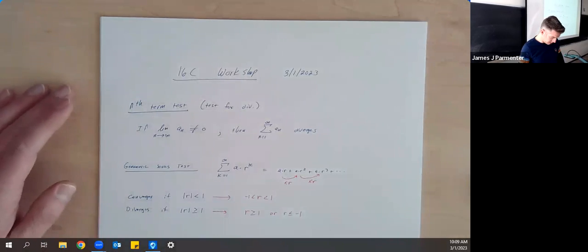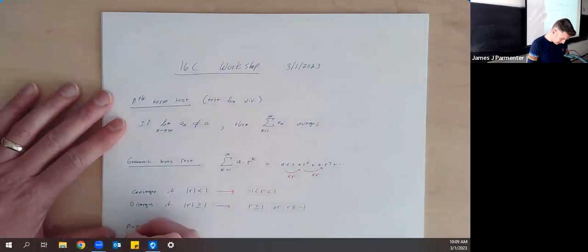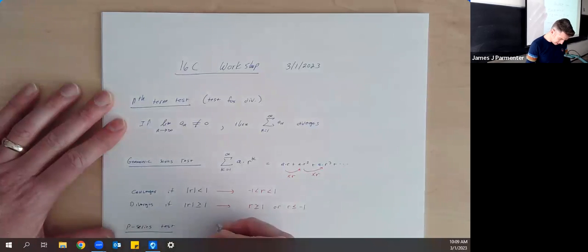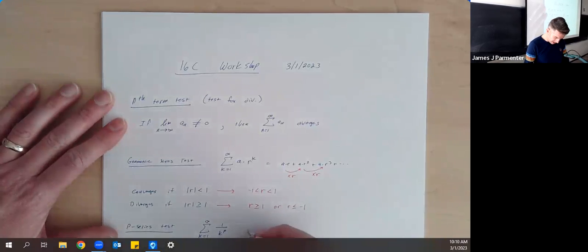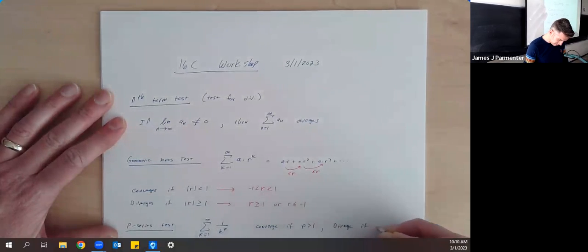Same thing. And then we also recently talked about the p series. So the p series test just says that if you have the sum from k equals 1 to infinity of 1 over k to the pth power, that's going to converge if p is greater than 1, and diverge if p is less than or equal to 1.